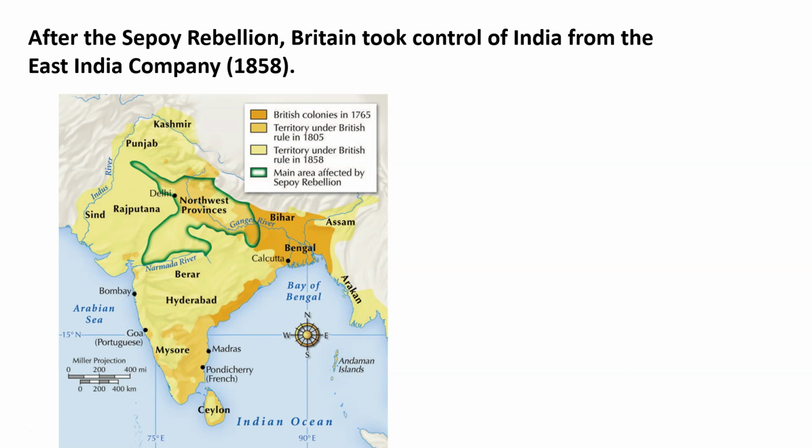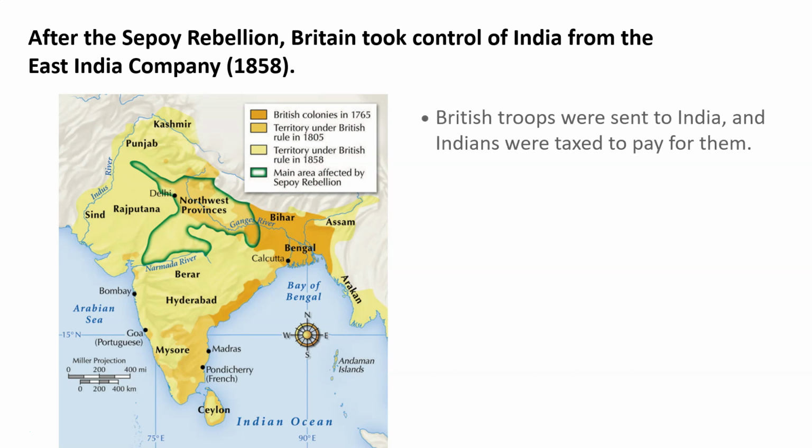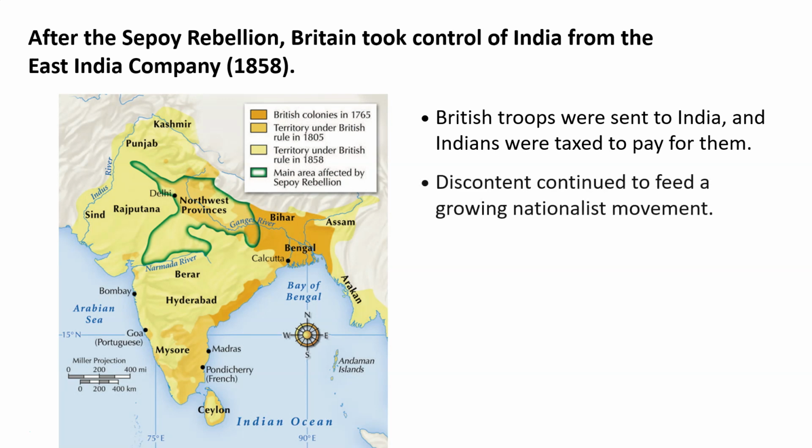So the Sepoy Rebellion was significant, and Britain was forced to take a look at what the East India Company was doing in India. So it was at this point, after the Sepoy Rebellion, that the government of Great Britain took over from the East India Company. So British sent more troops to India, and of course, as we experienced in North America, the Indians were taxed in order to pay for the support of these troops.